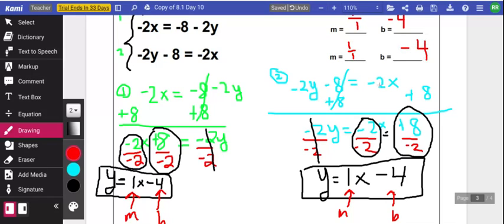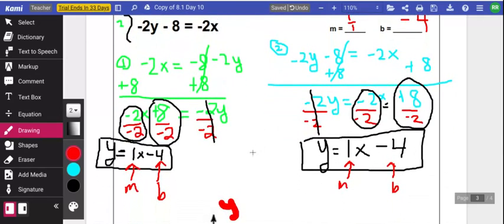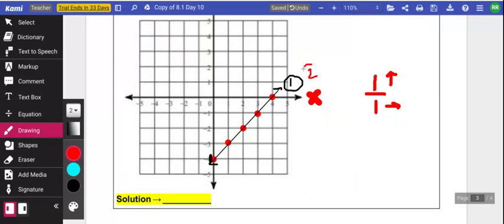So what do you see here? Same slope, same y-intercept. They're the exact same equation, right? They're both y equals x minus 4. And so if we were to graph line 2, it would also look like this. So you can put a little 2 and circle it, because this line is not only line 1, it is also line 2. And so these we could say are identical lines. They are on top of each other.